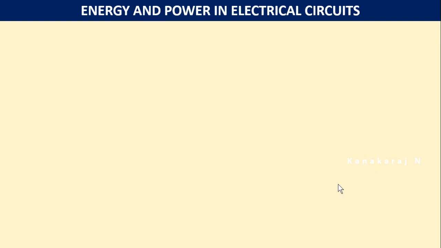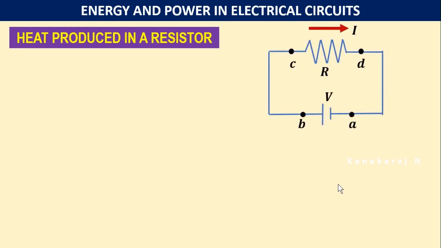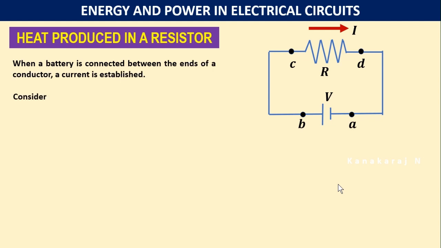Energy and power in electrical circuits. Heat produced in a resistor. When a battery is connected between the ends of a conductor, a current is established.